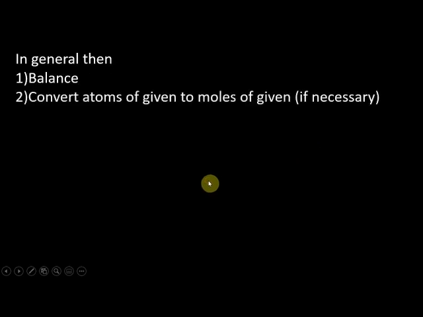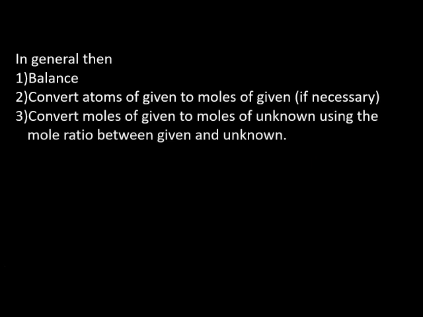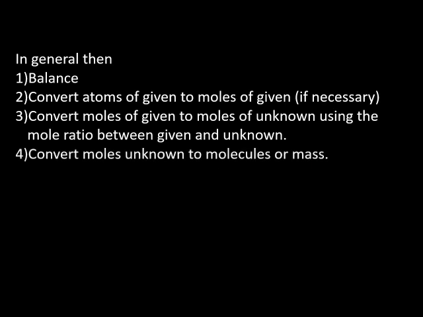So when we work these reactions out and we try to figure out the number of moles, the way we generally work this through is we first of all have to balance the equation. If we have a number of atoms, we have to convert that to the number of moles because it's a mole ratio. We convert those moles then to the given moles of the unknown using the mole ratio. And then we can convert back to either the number of molecules or the mass.